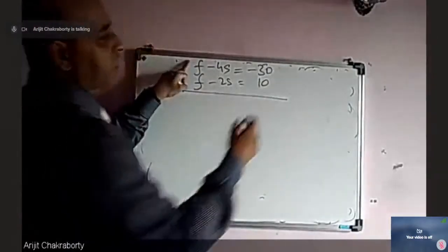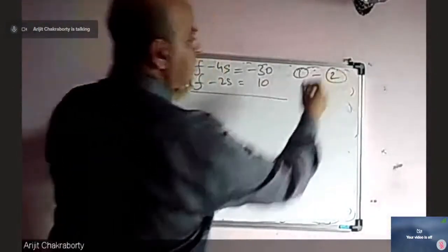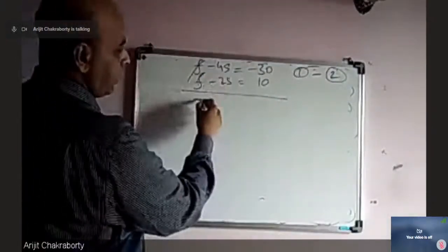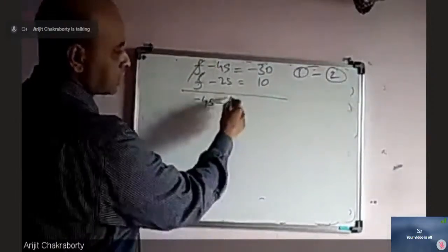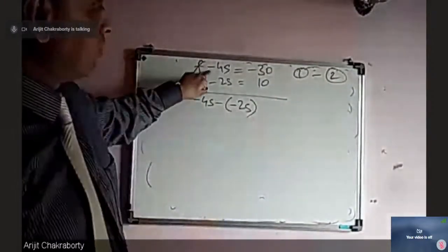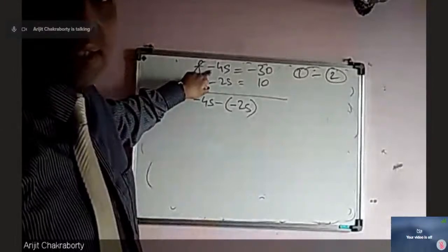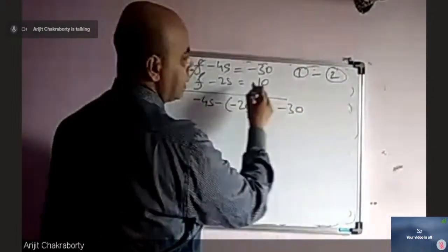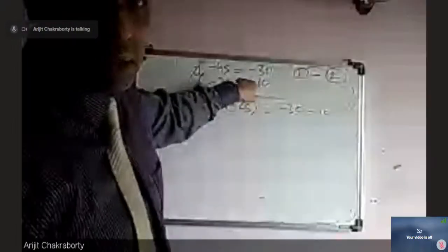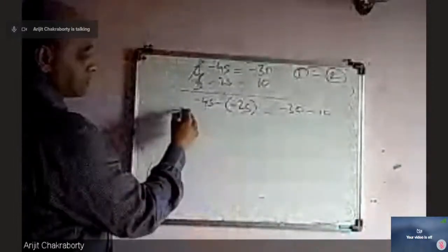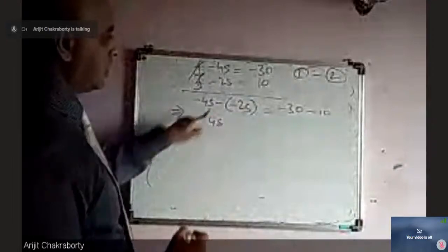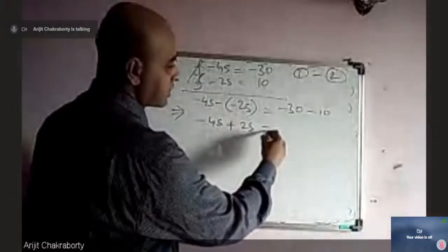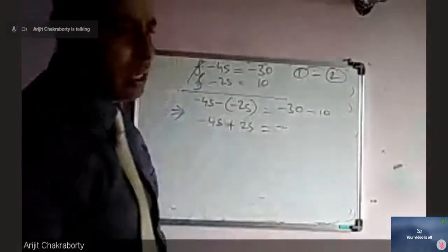So equation number 1 minus equation number 2, if you subtract, f minus f is gone. You have minus 4s minus of minus 2s. On the right hand side you have minus 30 minus 10, because you are subtracting 10. This becomes minus 4s. Minus of minus is plus, so plus 2s. Right hand side you have minus 30 minus 10 is minus 40.